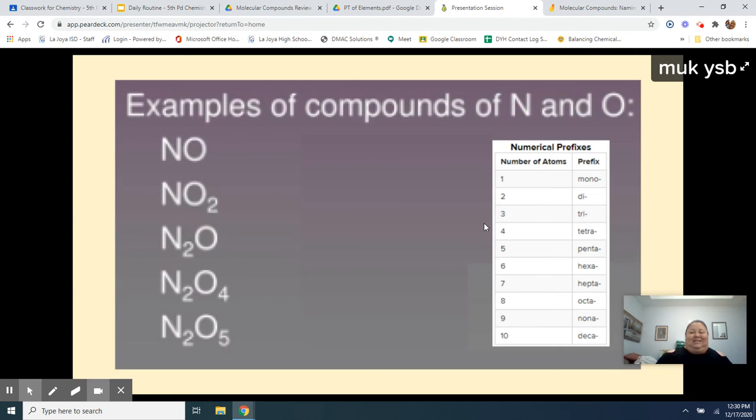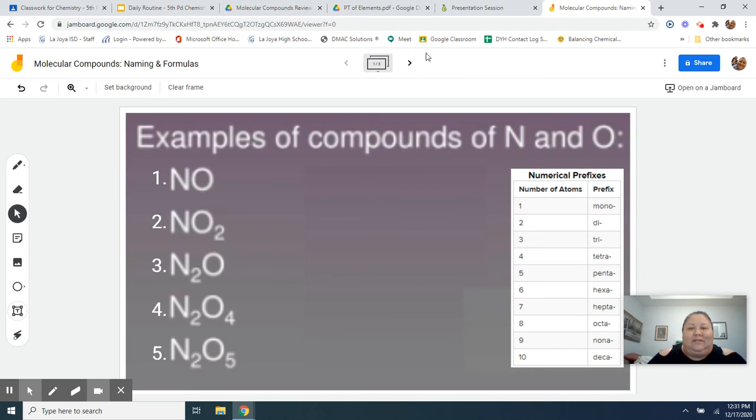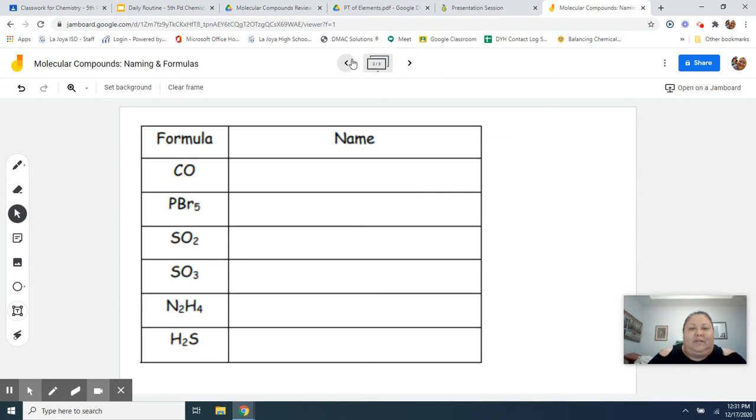Let's try this example that you have here. Sorry about my cat. She's crazy. All right, so examples for compounds of N and O. So we got element N and element O. Guys, you might have to come back into Google Meet so that you can see the example because I'm going to do it on Jamboard. Oops. That's not supposed to be there. Hold on. Okay. All right.